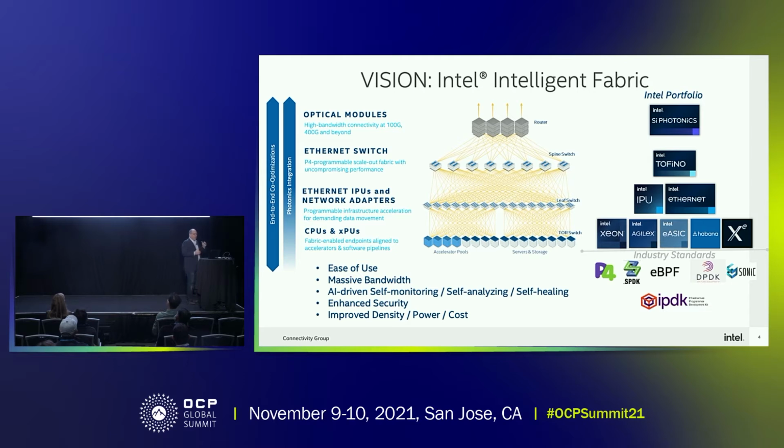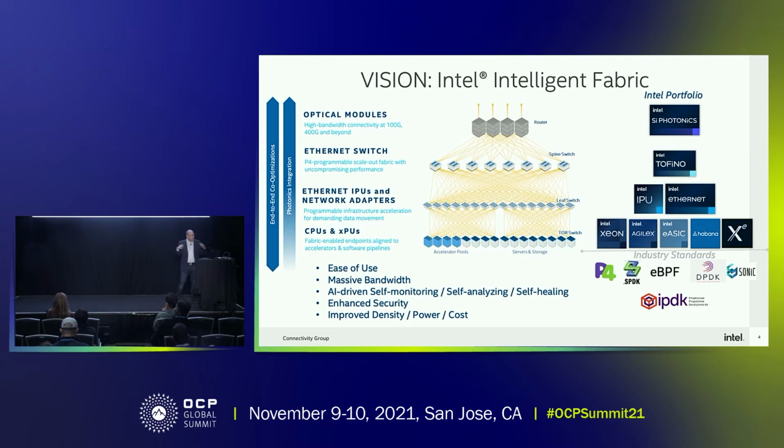Now, Intel's got a long history of standards, and the Intel Intelligent Fabric is no different, right? All this is based on open source standards. For example, P4 programmability, SONiC, Network OS, an OCP project, eBPF, DPDK, the new IPDK, a new open source framework and API, framework of API and drivers for infrastructure acceleration and management that runs across CPUs, IPUs, switches, and DPUs as well.